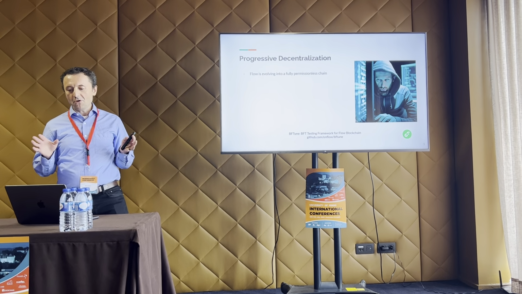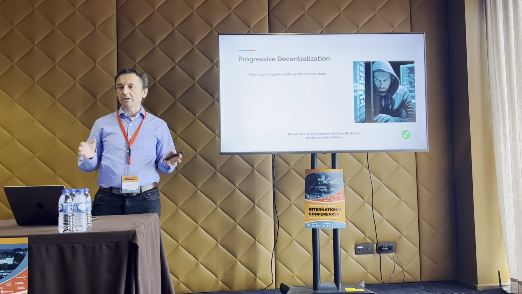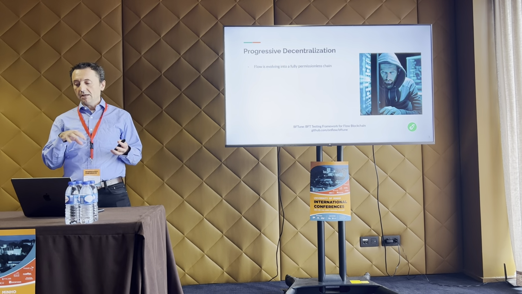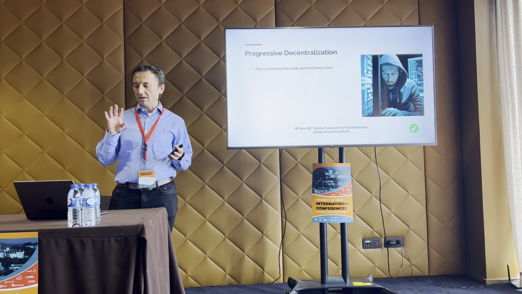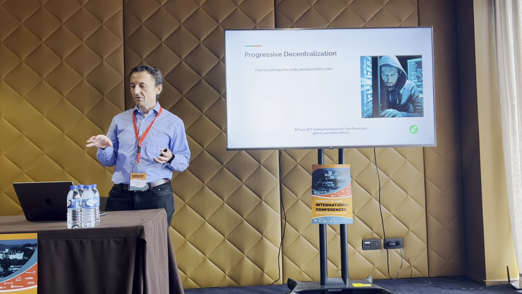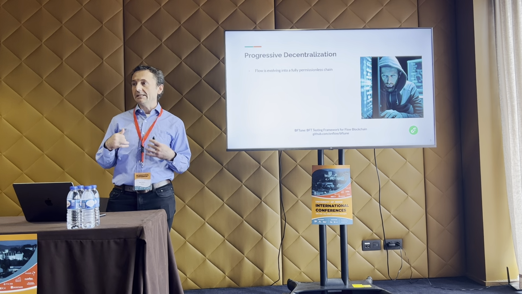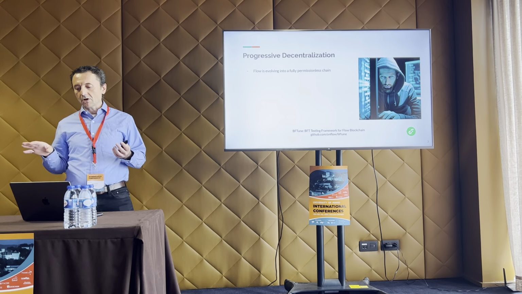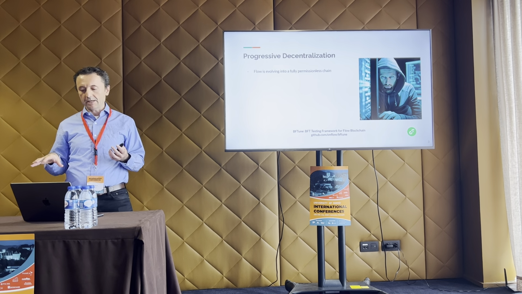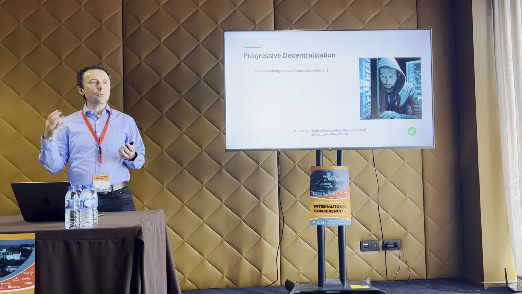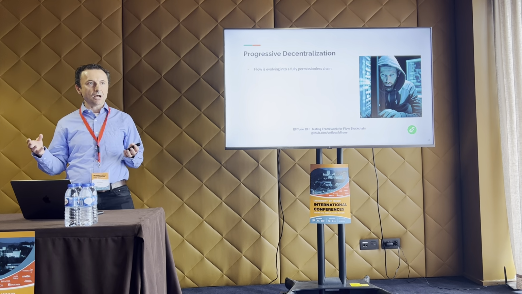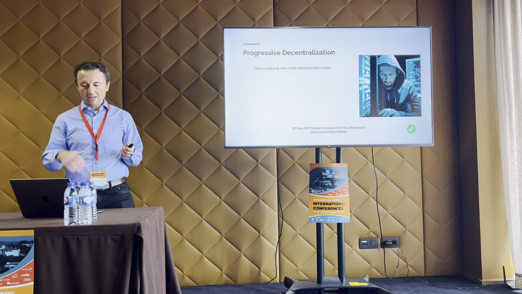Flow is evolving into a fully permissionless chain. What that means is right now, less than 1/3 of all 114 consensus nodes are owned and operated by Dapper Labs, which is the company that created Flow. Smart contract deployment is permissionless right now, and we have started opening up access nodes so that anyone can become an access node operator. That's in progress right now.